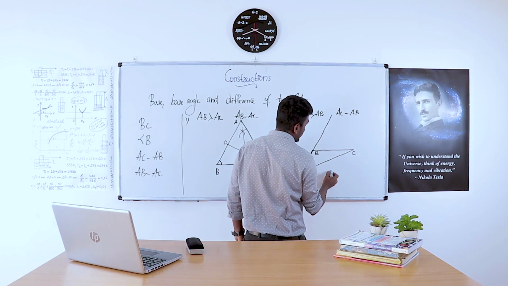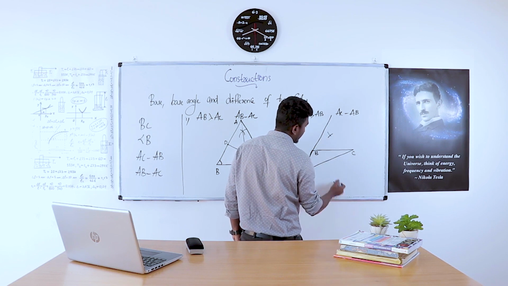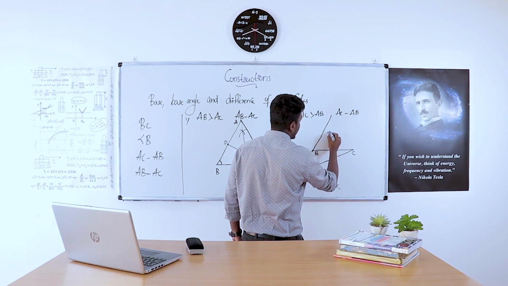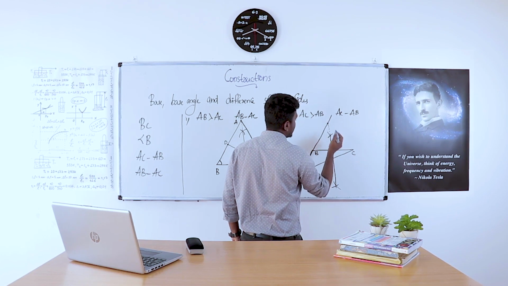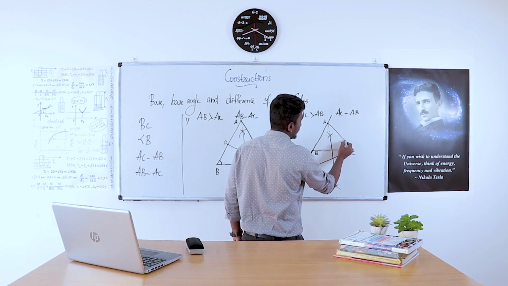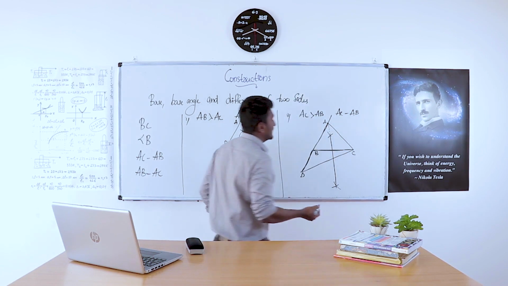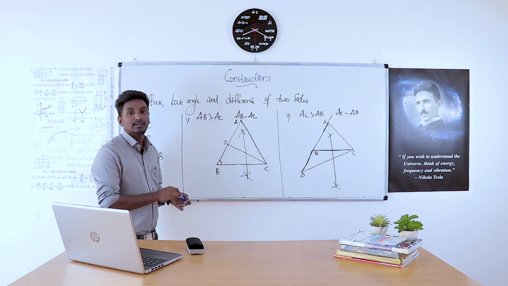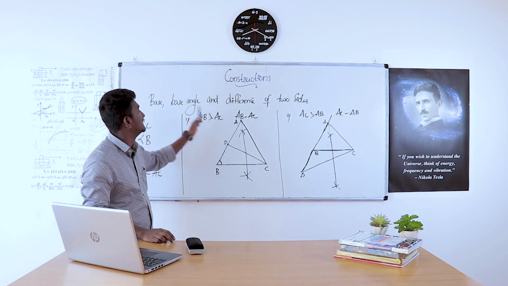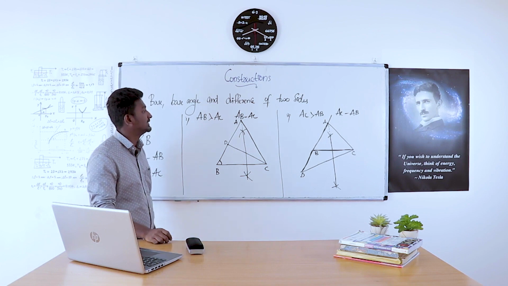Then as the next step, draw the perpendicular bisector of CD using a compass. When we extend the perpendicular bisector, it meets the line segment at a point, and mark this point as A. Then draw A to C. Then ABC is our required triangle. This is the construction method when the base angle and difference of two sides are given.